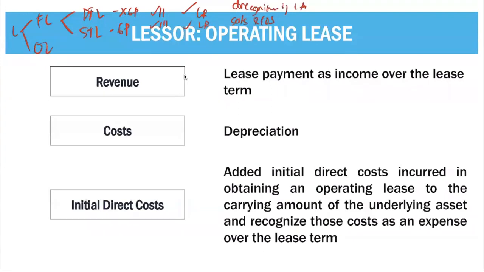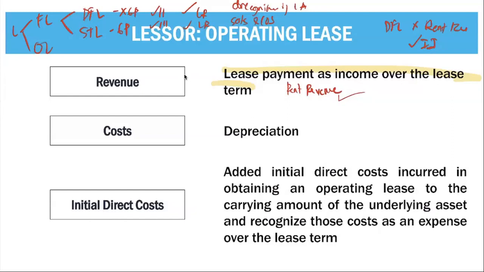So since we're done with your finance lease for your lessor, we go now to your operating lease. For your operating lease, you will recognize revenue. And what is that revenue? We call that your rent revenue. A while back, in your direct financing lease, we do not have a rent revenue, but we have an interest income. But in your operating lease, we now have a rent revenue. So the lease payment is considered as income over the lease term. So we have your rent revenue or lease revenue, or rent income or lease income, whatever term you use, so long as they denote the same income from rent.